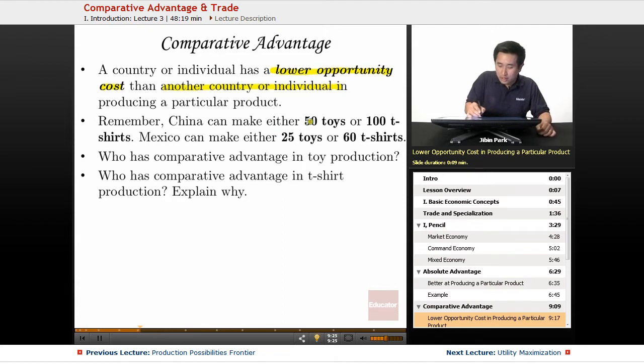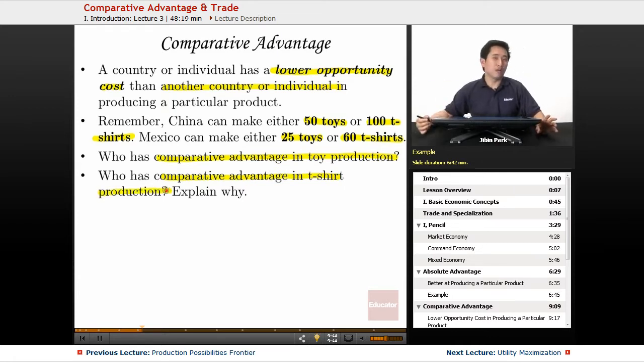So remember, China can either make 50 toys or 100 t-shirts, whereas Mexico can make either 25 toys or 60 t-shirts. Now, who has comparative advantage in toy production, and who has comparative advantage in t-shirt production? So explain why. What you have to understand is comparative advantage takes into account what you are giving up. So back to the example I gave with a student that plays basketball.